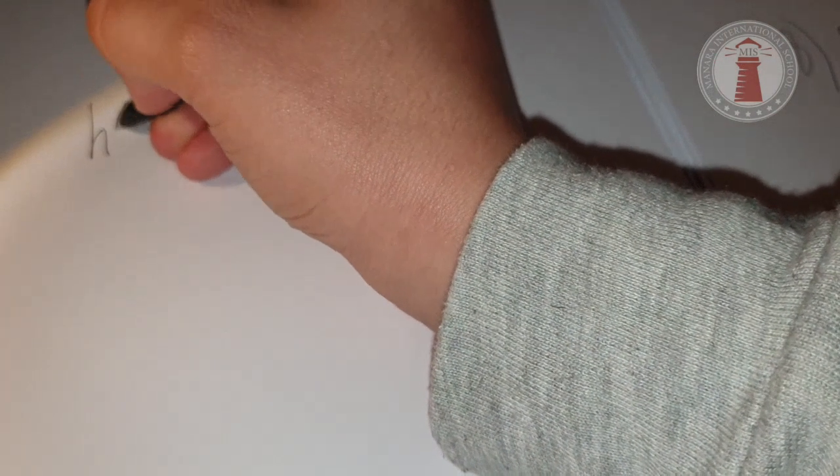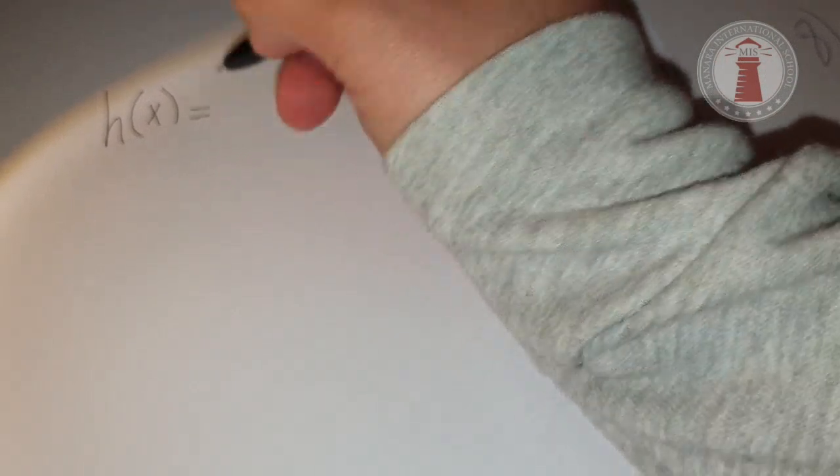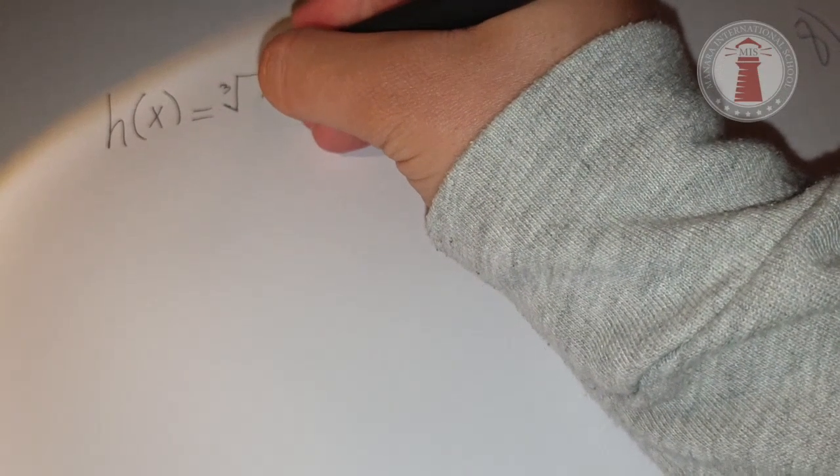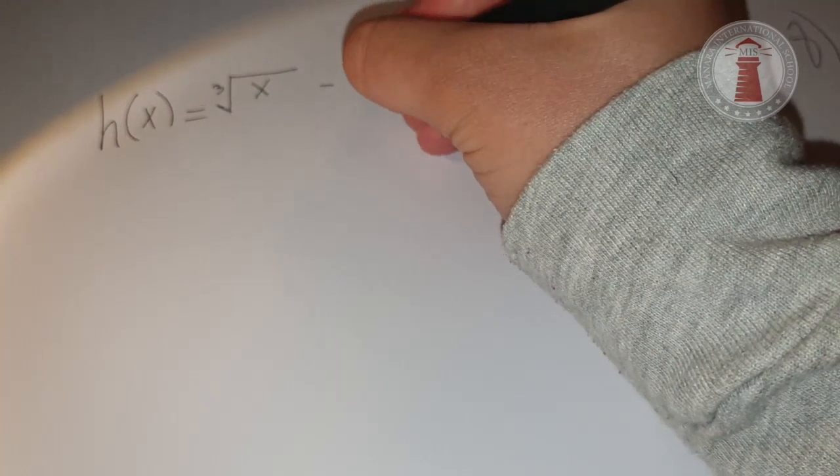Let's move on to the second part of this worksheet, which is finding the inverse equation. It's not just knowing if two functions are inverses or not. You're given one function and you need to find the inverse of it. Let's start with number 9, which is called h of x. That is equal to the third root of x minus 3.